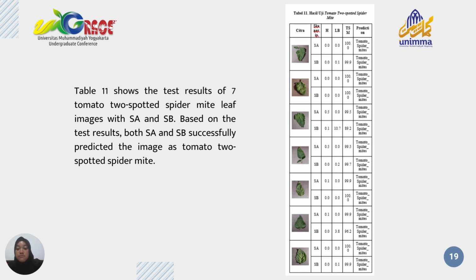However, SA, a model with a non-callback scenario, made four errors in the tomato leaf mold test, while SB, a model with callback, only made one prediction error in the tomato healthy test. The magnitude of the probability value produced in the SB model is more specific than that of SA. Thus, the SB model is better at predicting both tomato healthy leaf, tomato leaf mold, and tomato spotted spider mite.